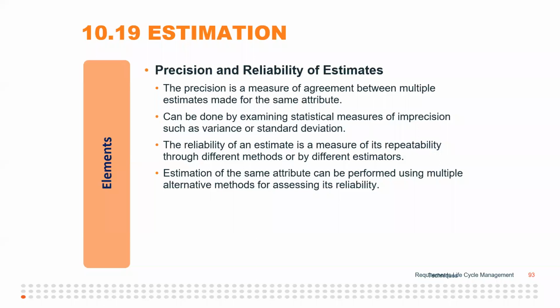And then precision and reliability of the estimates. So the precision is a measure of the agreement between multiple estimates made for the same attribute. Can be done by examining statistical measures of imprecision, such as variance or standard deviation. Ooh, that phrase, standard deviation. And the reliability of an estimate is a measure of its repeatability through different methods or by different estimators. And then estimation of the same attribute can be performed using multiple alternative methods for assessing its reliability.